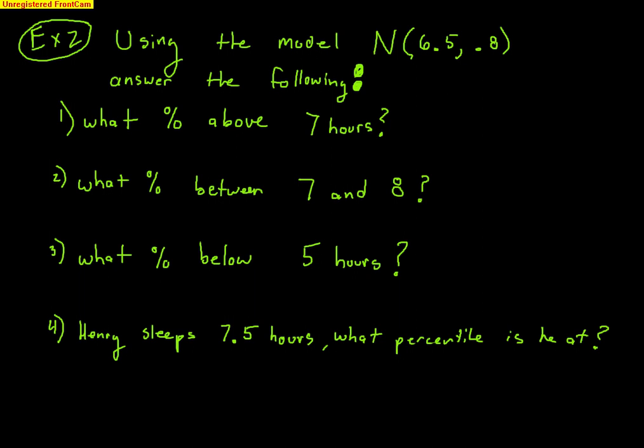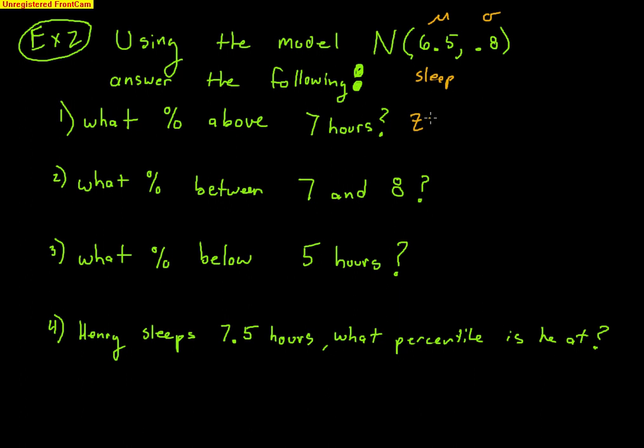So let's just say that the average high school student sleeps 6.5 hours of sleep per night, right? So this is hours of sleep. But it deviates. Some kids get more sleep, some kids get less sleep. It deviates by 0.8. So 6.5 is my mean, 0.8 is my standard deviation. So I could say something like, what percentage of kids get more than 7 hours of sleep?